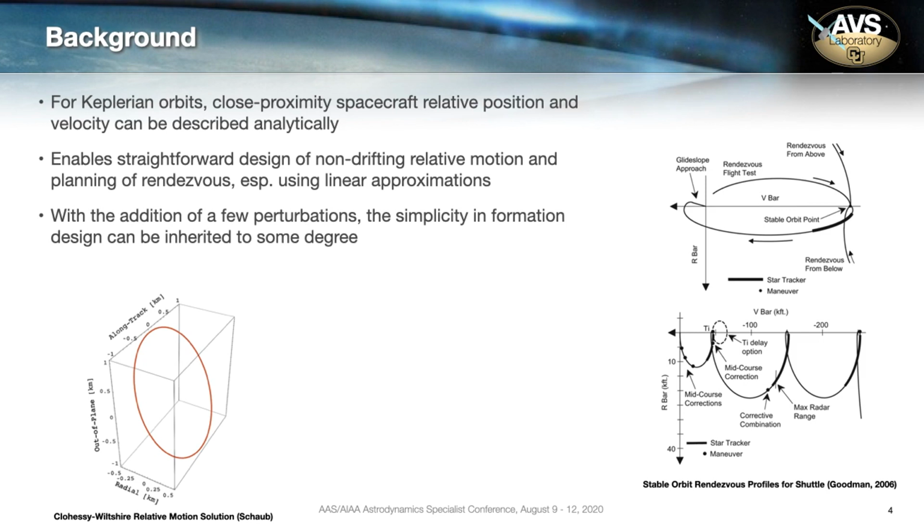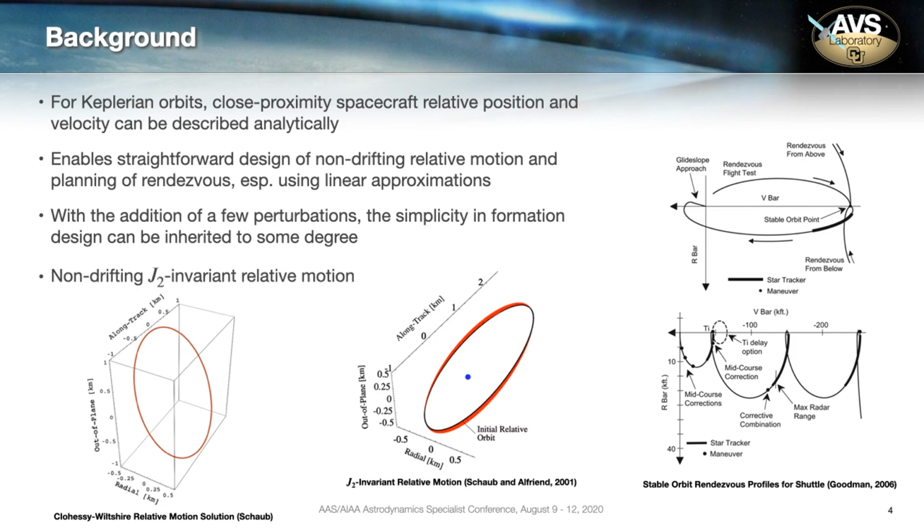And with the addition of a few perturbations, we can still retain some of the simplicity of formation design for the earlier case. A good example of this is the J2 invariant relative motion condition found by Schaub and Alfriend. Despite the disruptive effects of J2, we can still obtain relative motion around the Earth that is bounded and easy to work with for formation design.